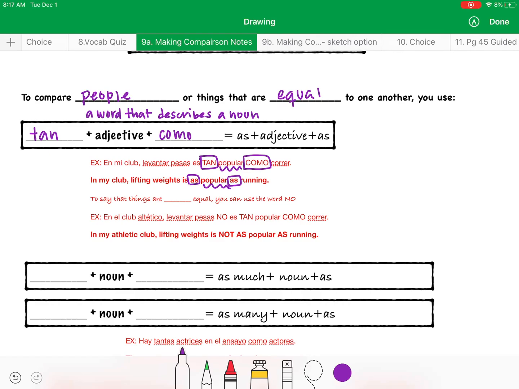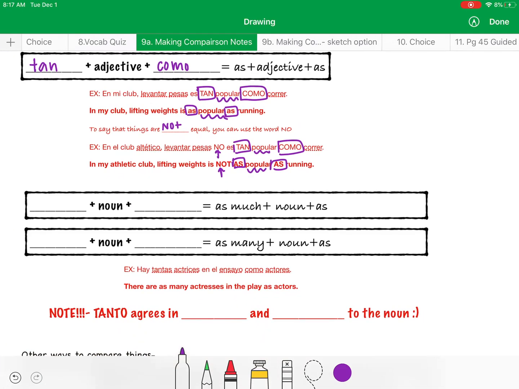Okay, so if we want to say things that are not equal, okay, you can use the word no in front of es. So for example, en el club atlético, levantar pesas no es tan popular como correr. So it is not as popular as running. Okay. All right.